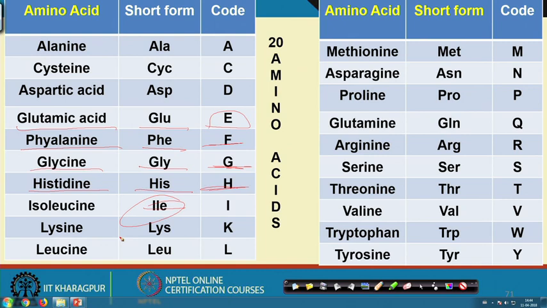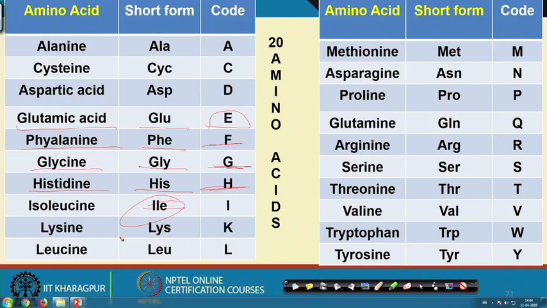Then we have methionine, which has the abbreviation MET and the code is capital M. Then asparagine has the abbreviation ASN and the code is N. Proline has an abbreviation of PRO with a code of P. Then glutamine with an abbreviation of GLN with a code of Q. Arginine, abbreviation is ARG and code is capital R. And then we have serine, the other day we were saying, right, it is serine, and the abbreviation is SER and code is S.